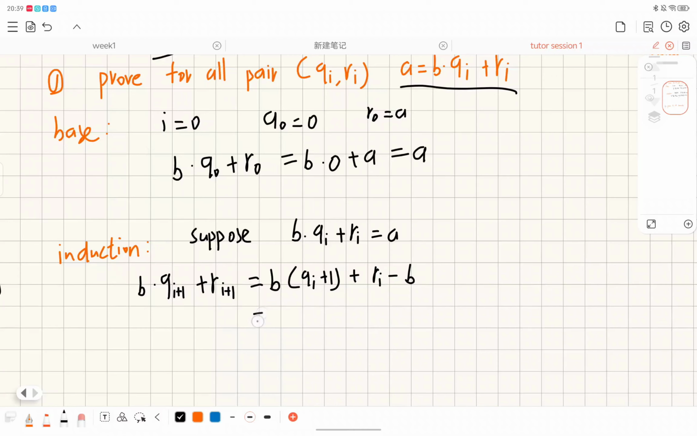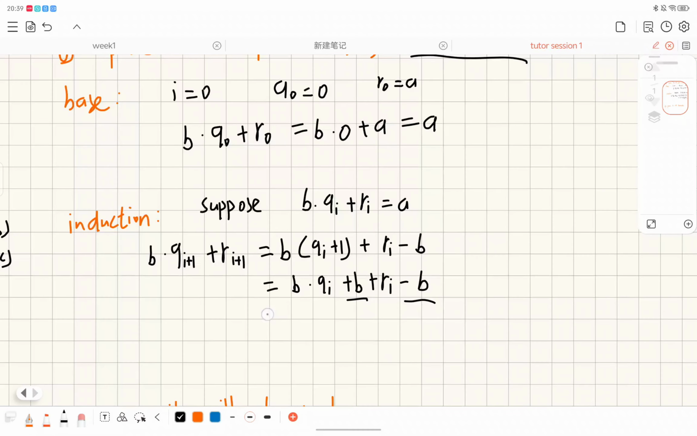And then we just expand it. We get B times Qi plus B plus Ri minus B. We combine these terms, and then we get B times Qi plus Ri. And according to our induction hypothesis, we know that this one is A. So we are done. We know that for any i, the Qi and Ri pair will satisfy this requirement.